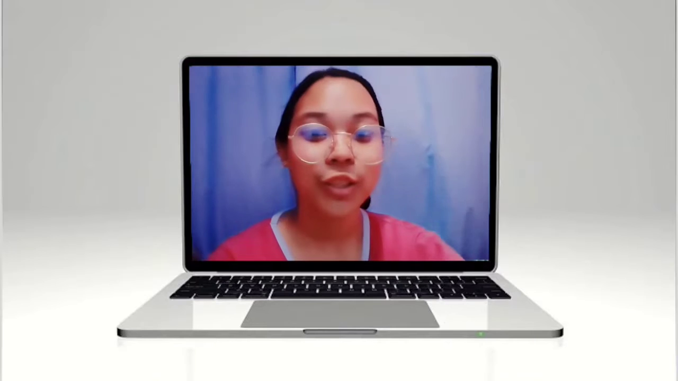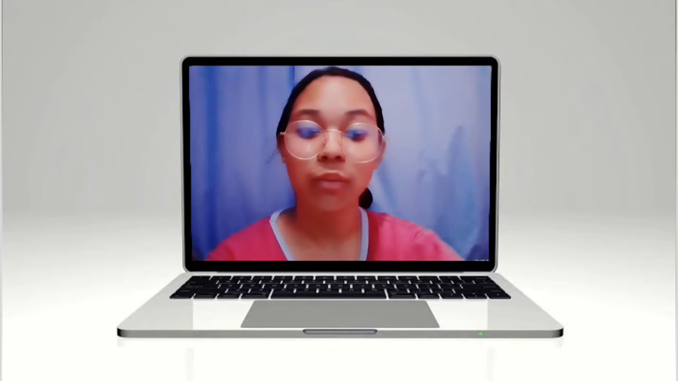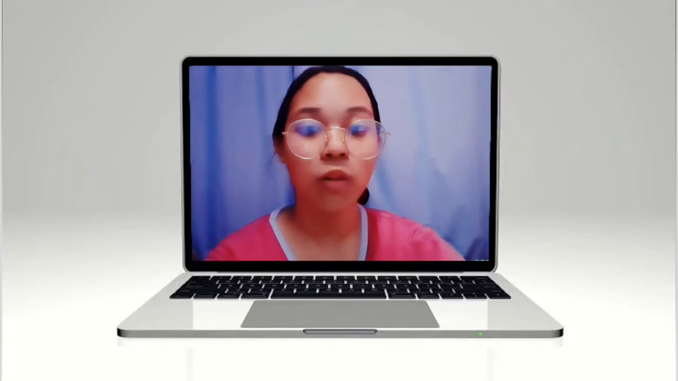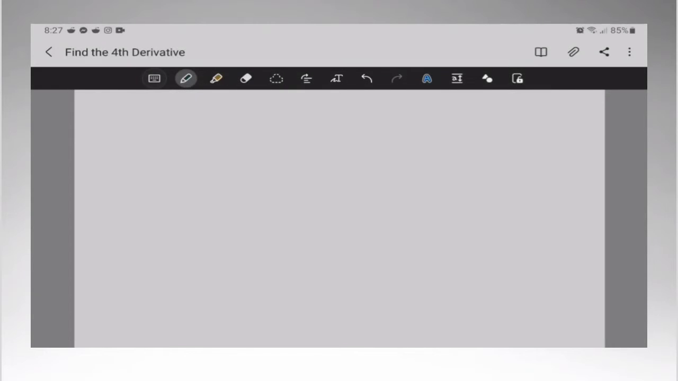So let's start. Good day everyone, this is GEIA CABUDLAN from group number 1 and I will be solving the first problem, which is to find the fourth derivative. Our first example is c of x is equal to negative 32x raised to the power 5 plus 3x cubed plus 26x squared minus 10. So we have our given here and we have to find the fourth derivative.